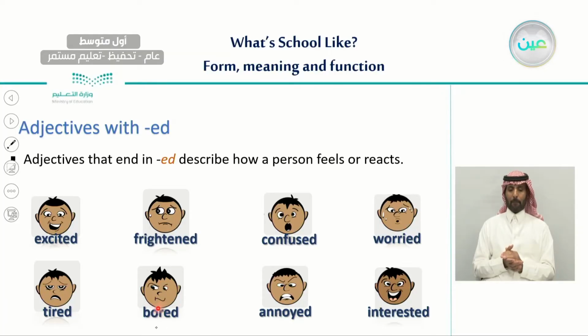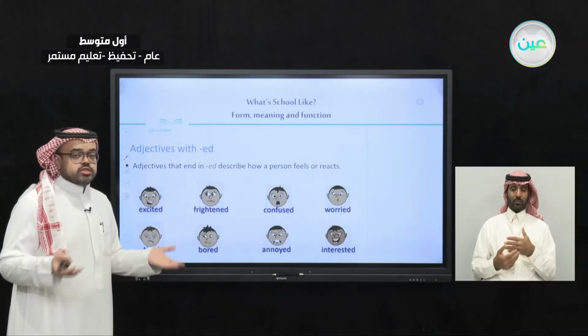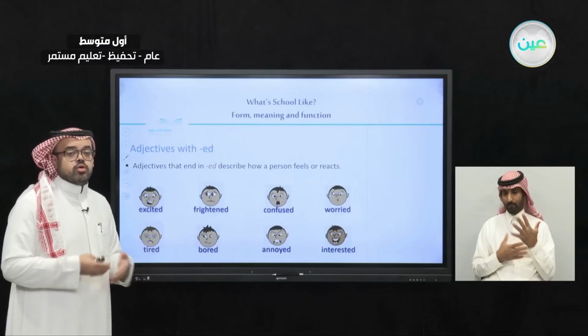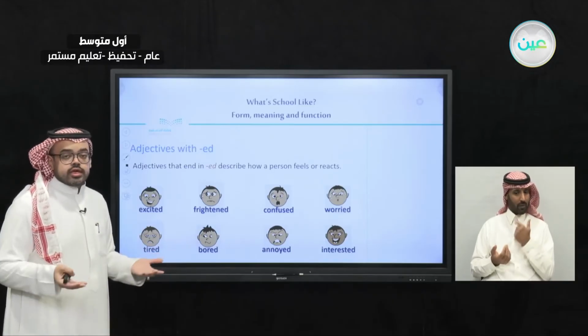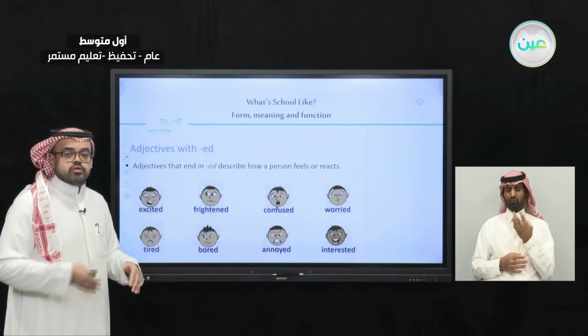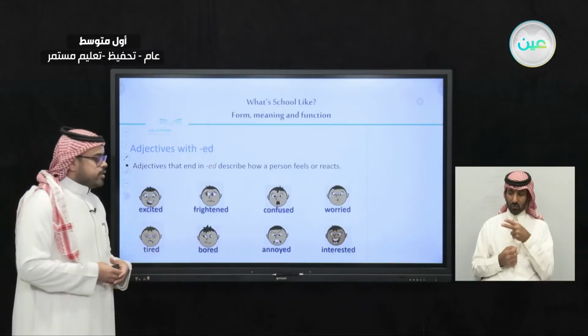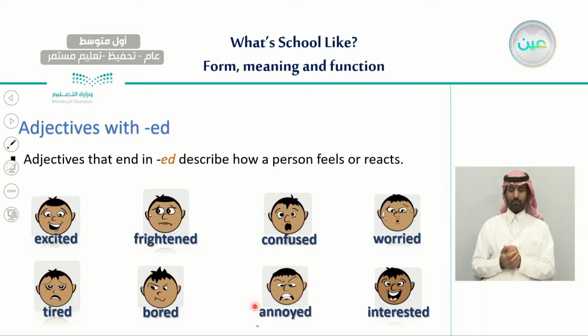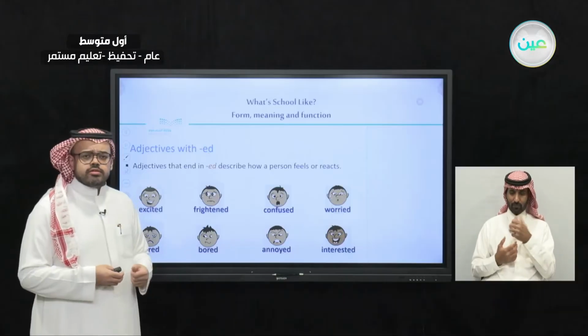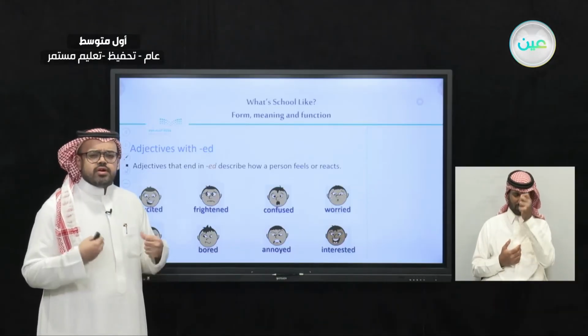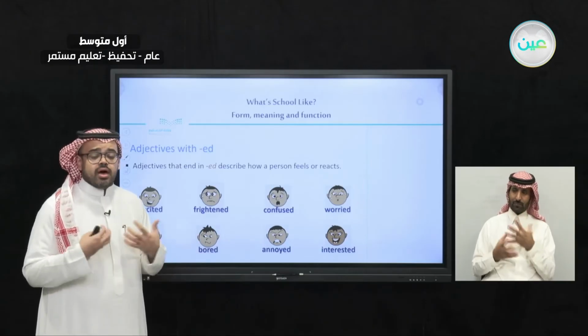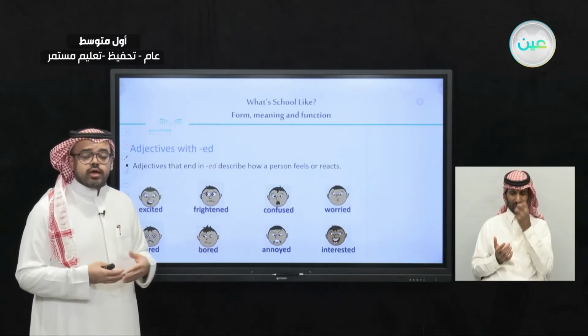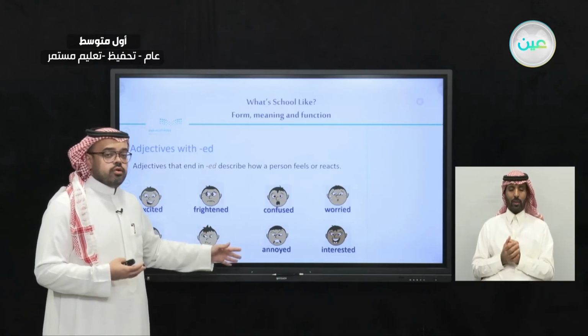Next we have bored. Bored means that a person doesn't have anything to do. So no activities, nothing he can do, so he is bored. He's looking for something to do. Next we have annoyed. Annoyed here means that he's very angry, something makes him unhappy. So this is why he is annoyed.